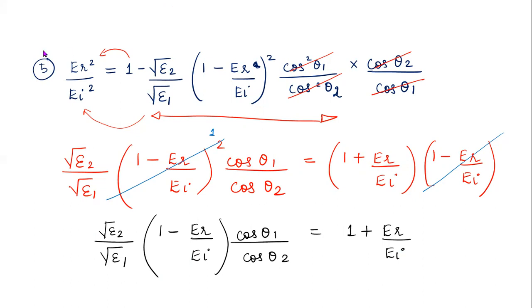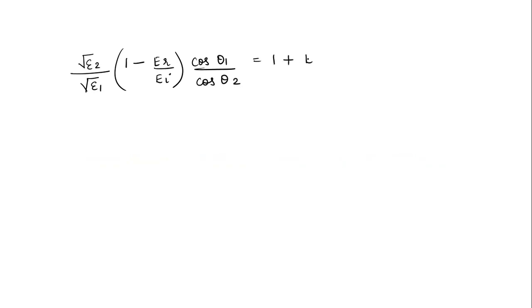Okay, so I'm continuing. If you're doing this, at point number 5 we are at this expression. Now we have to take the LCM of this term. In other words, open the bracket. Forget about LCM, open the bracket. So take this inside. If you open the bracket, what will happen? I'll just write that again here: root of epsilon 2 upon epsilon 1, 1 minus ER upon EI, cos of theta 1 upon cos of theta 2 is equal to 1 plus ER upon EI.